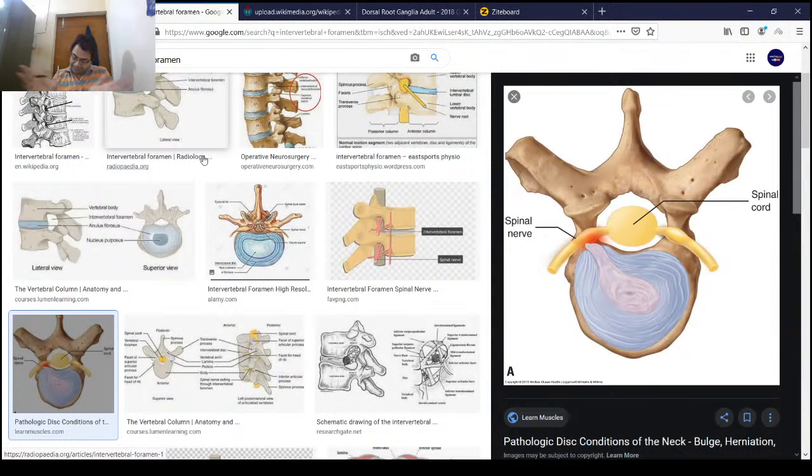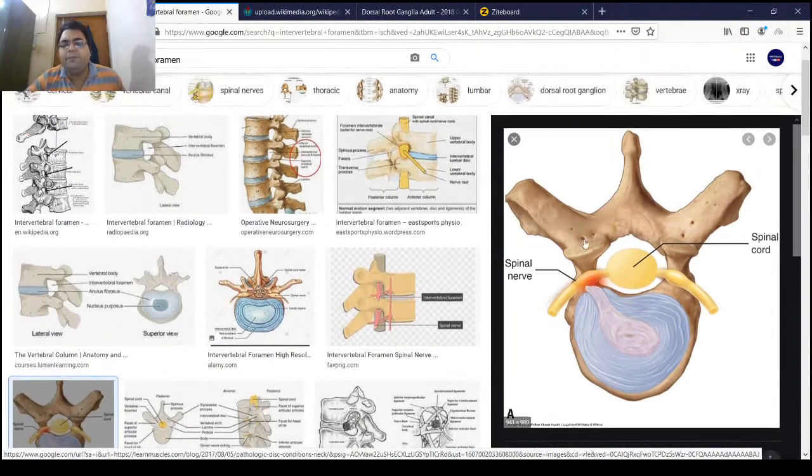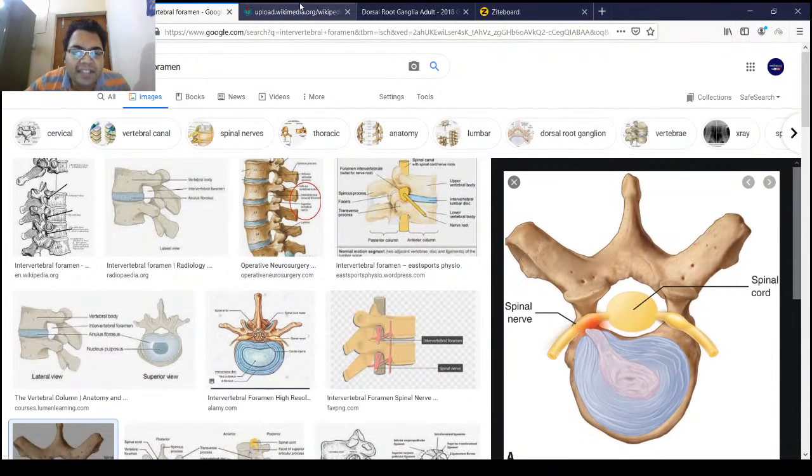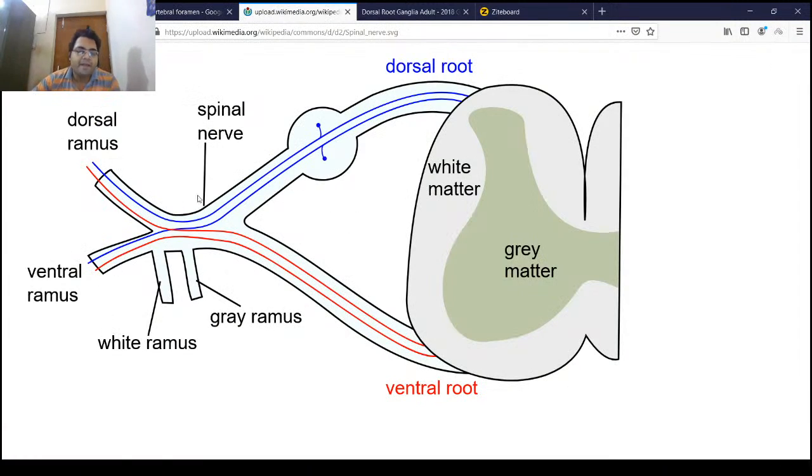Total 31 pairs means 62 spinal nerves. From each point, they'll diverge into two sides like that. Now, before diverging, this is what happens. This is the intervertebral foramen, the space between the two discs. Now, this is what will happen. Here, this region is the intervertebral foramen you can think of.